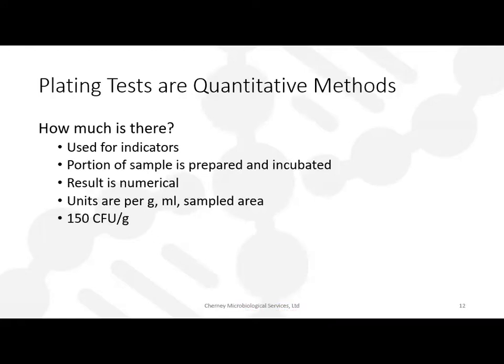So your plating tests are quantitative methods. You use these when you want to figure out how much is there. It's good to use for indicator organisms, coliform, EB, things like that. The portion of the sample is prepared and then incubated, and the result that you get out from that, like I said on the previous page, is numerical, reported in a CFU per gram, per mil, per sampled area. For example, 150 CFU per gram.